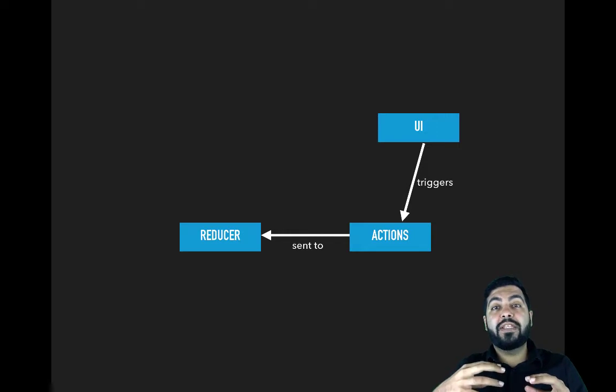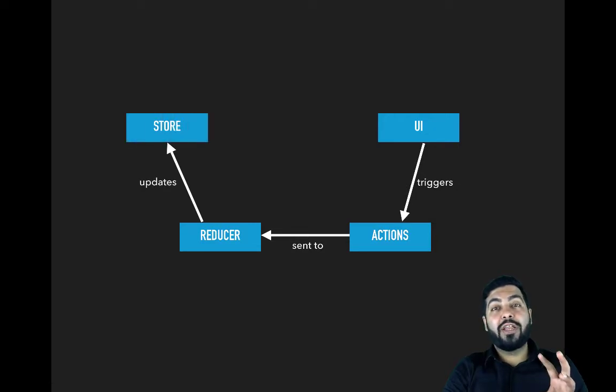The reducer will then update the data, and there will be logic inside the reducer, which is just a block of code that will actually execute and return something. Once the reducer finishes processing, it updates the store. Now the store is nothing but the main object that will hold all our data for the application.